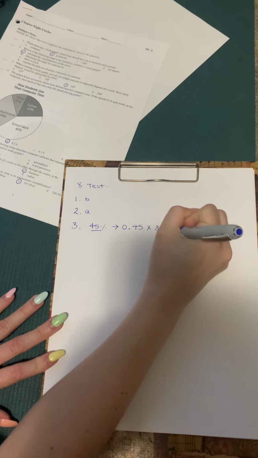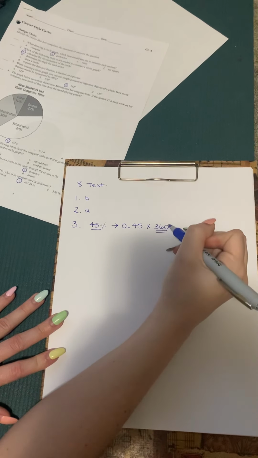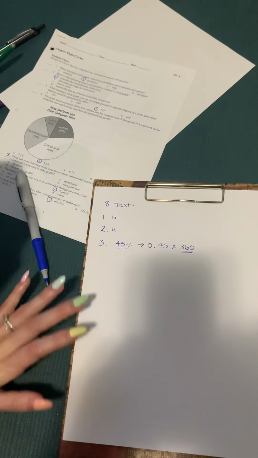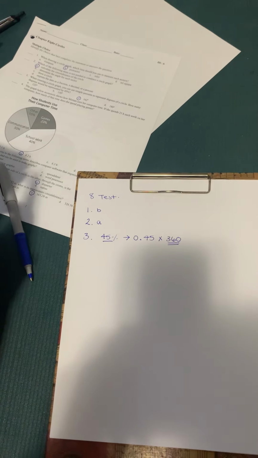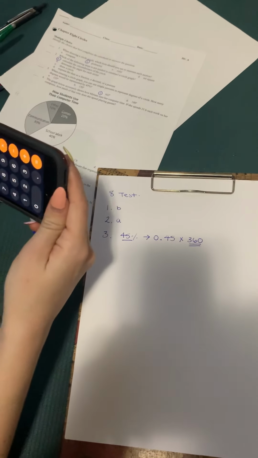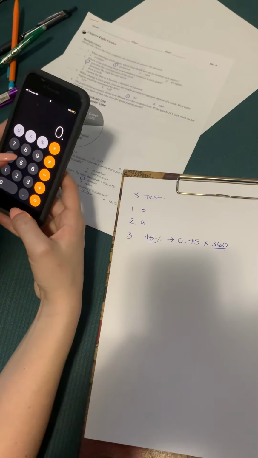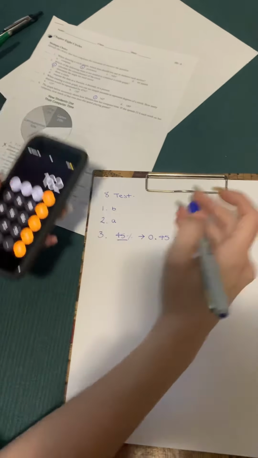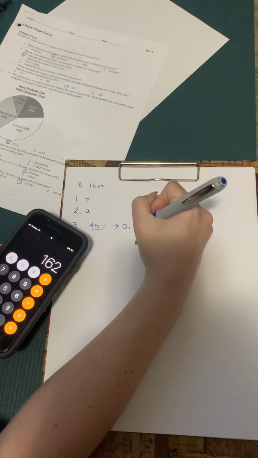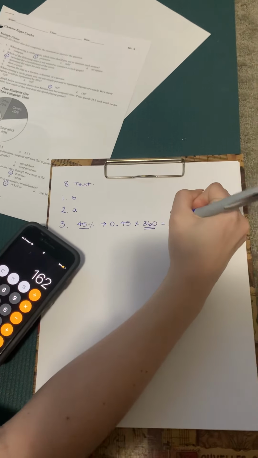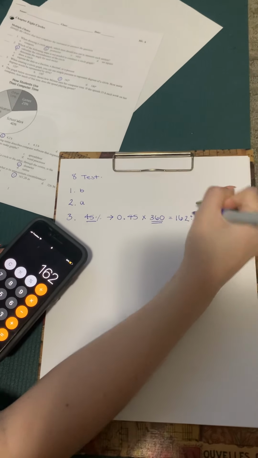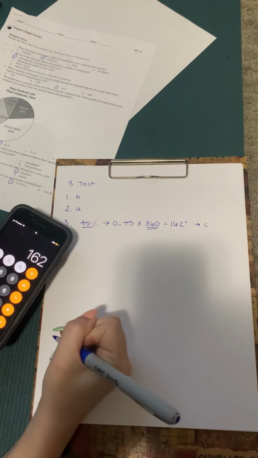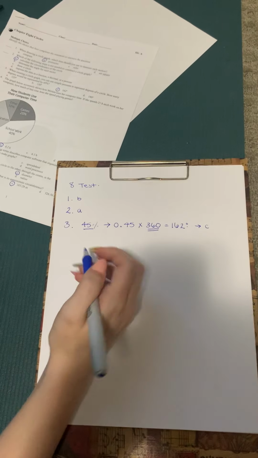Now I specifically chose the number 360 because that's my total circle. So all my angles need to add up to 360. So then if I take my calculator, I'm going to go 0.45 times 360 to get that my angle for 45% of a circle should be 162 degrees, which is the same as C. So my answer for number 3 is C.